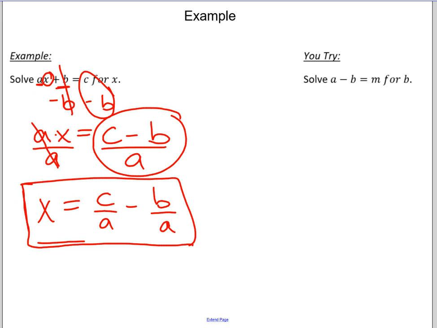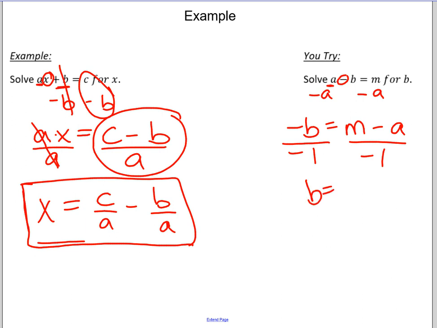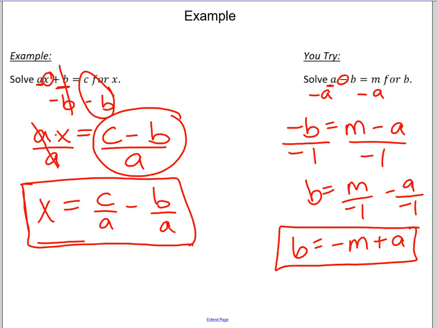All right. Now that you've tried that problem on your own, we want to get b by itself. So we want to get rid of the a, and we want to get rid of this negative. First, I subtract a from both sides. So I have negative b is equal to m minus a. Now to get rid of this negative here with the b, I divide both sides by negative 1. I have b is equal to, and now, just like before, we're going to split this fraction up. M divided by negative 1 minus a over negative 1. Well, m over negative 1 is just negative m, and negative a over negative 1 is plus a. So b is equal to negative m plus a.